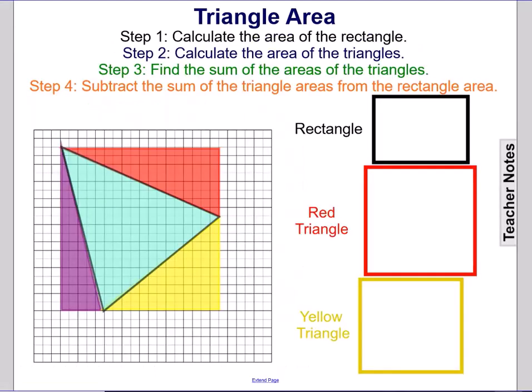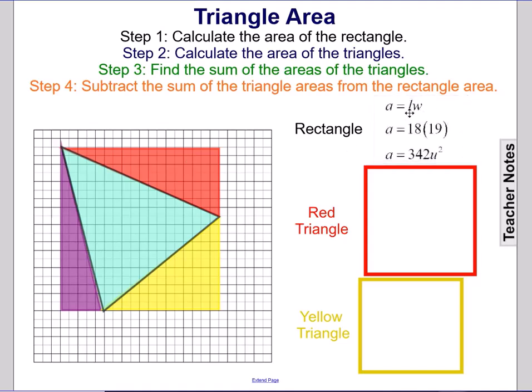So now that we've broken it into smaller and different shapes, step 1 is to calculate the area of the whole rectangle. If I calculate the area of this whole rectangle, I have area equals length times width. I get 342 units squared. Then if I calculate the area of all of the triangles, the red, the yellow, and the purple, I can in step 3 find the sum of the triangles, and then in step 4 I would subtract the sum of the 3 triangles from the area of the rectangle, which would leave me with the triangle in the middle that we're trying to solve for.